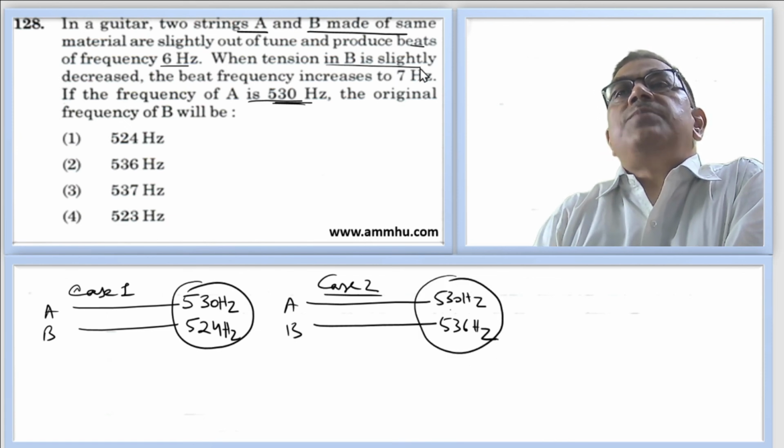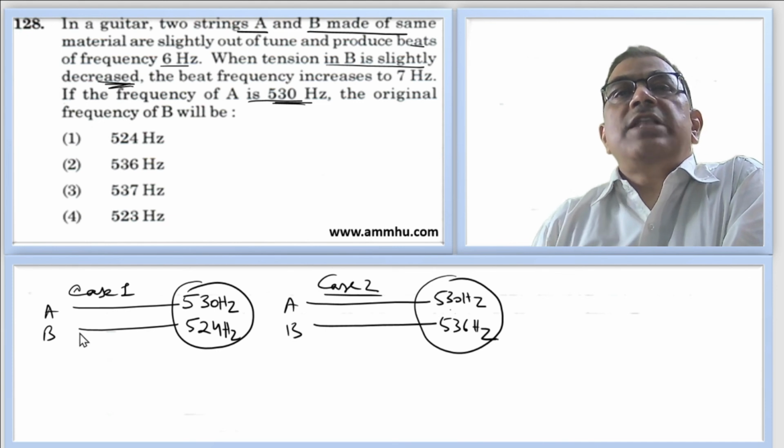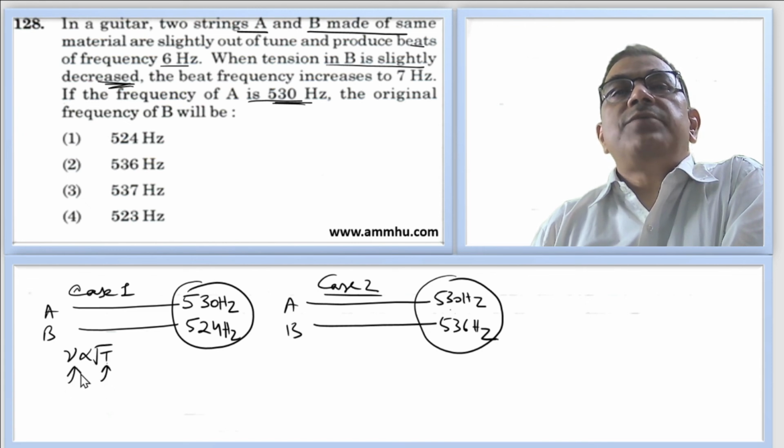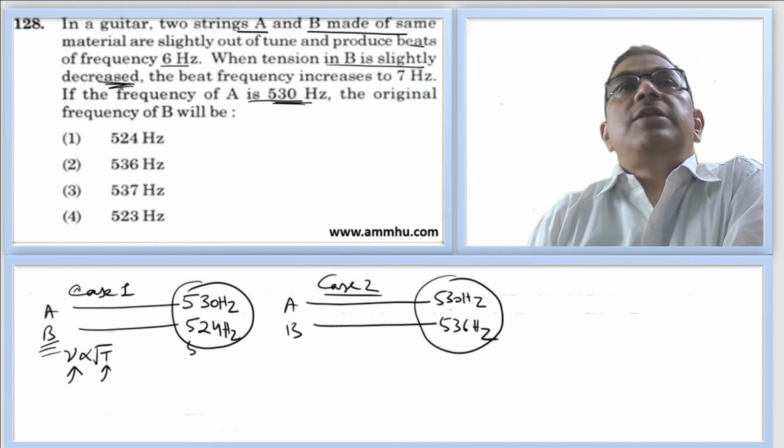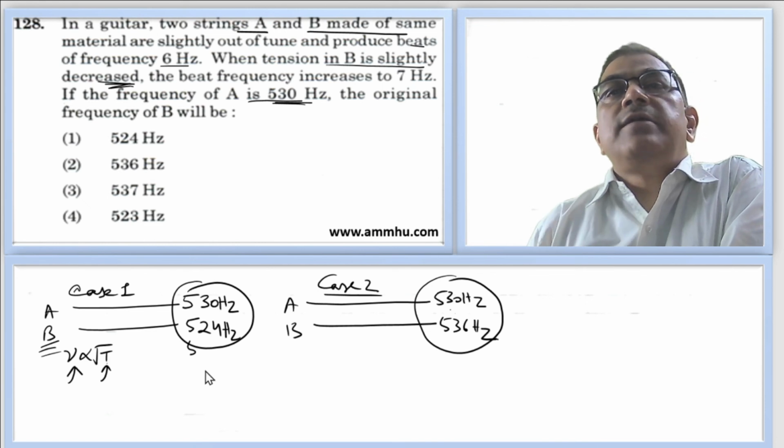The tension in B is slightly decreased. If tension in B is slightly decreased, and we already know that nu is proportional to root T, if tension is decreased, then the frequency should also decrease, and this has been done for string B. The tension has been decreased, so the frequency should decrease. Let's write the possible new values: it could be 523, 522, 521, 520. A will remain 530.